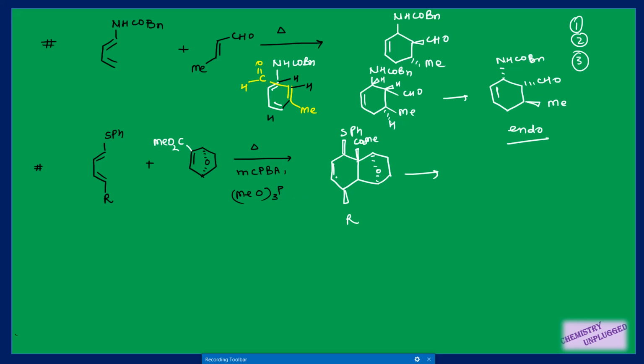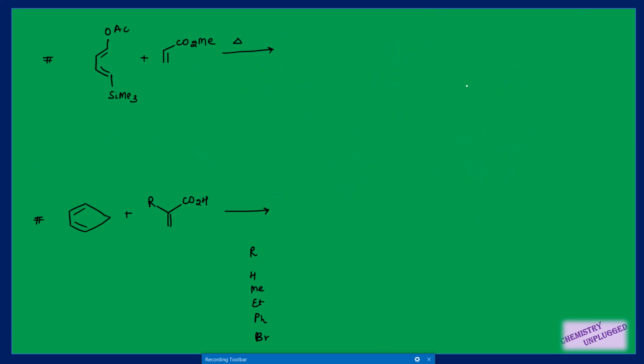Then we are using MCPBA here, so this phenyl sulfide will form a sulfoxide. We can also write this sulfoxide in this form. It will show a 2,3 sigmatropic shift. I will explain how it can show the 2,3 sigmatropic shift in the next videos, right? So there is no rule to explain it here. We will take it later. Then we will move to the next example.